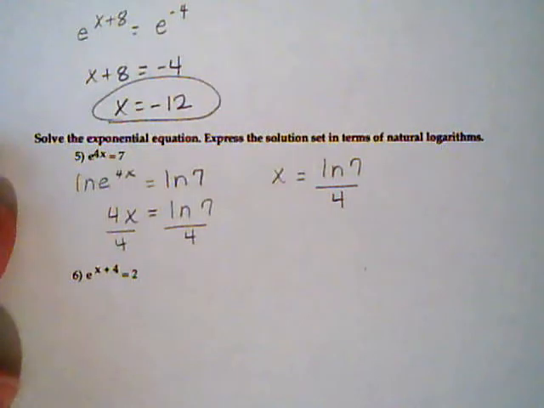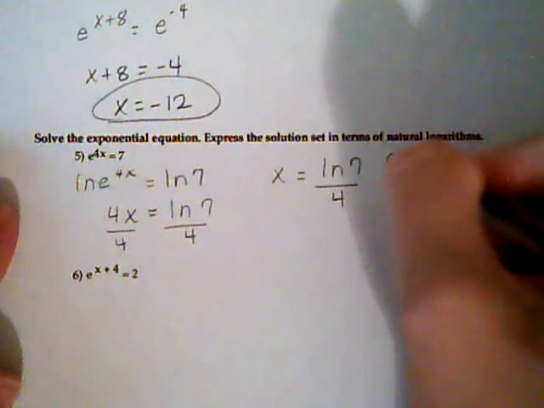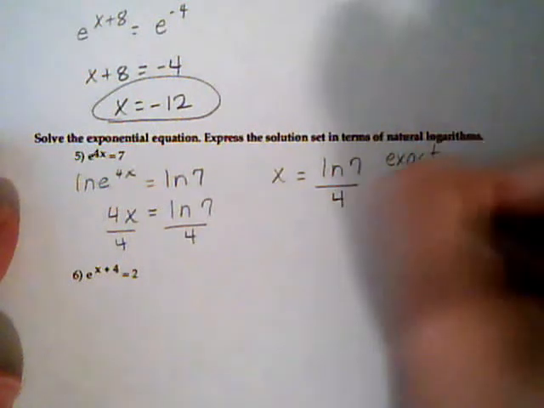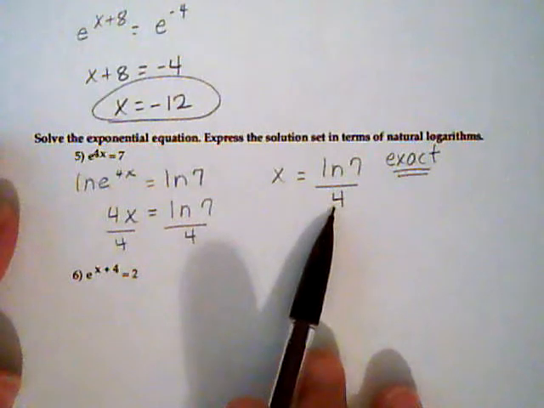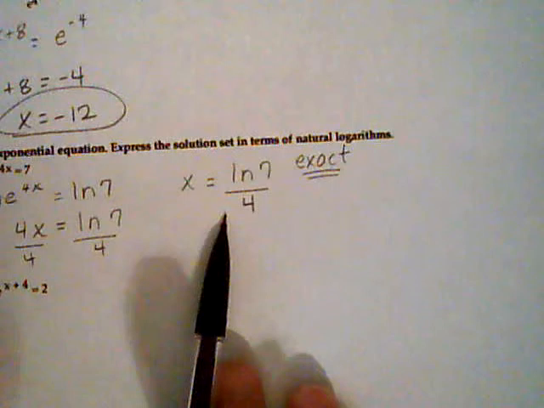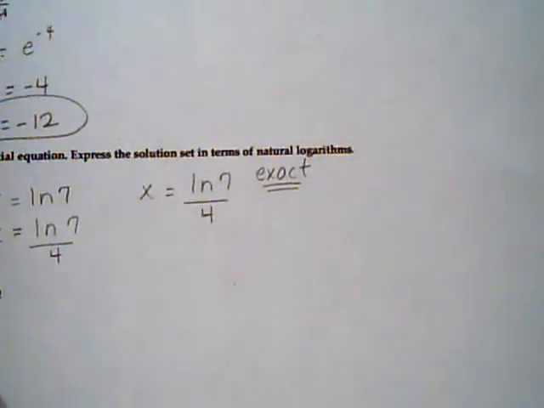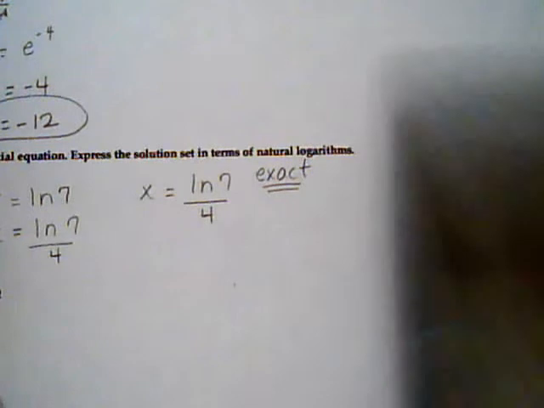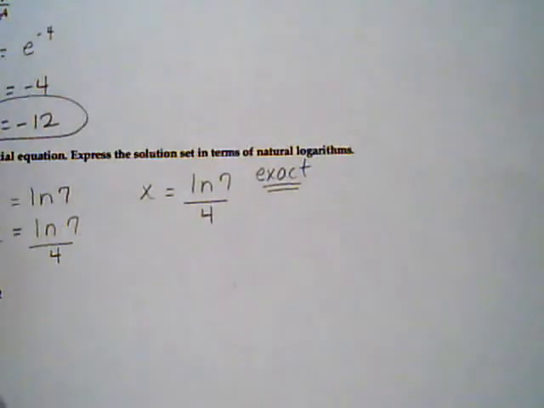Now on the homework in my math lab, they may ask you for the exact answer. This is the exact answer, and you'll type it in just like this. Then it may also ask you for the approximate answer. In that case, you'll have to go to your calculator to get your solution. So I'm just going to type in the natural log of 7.